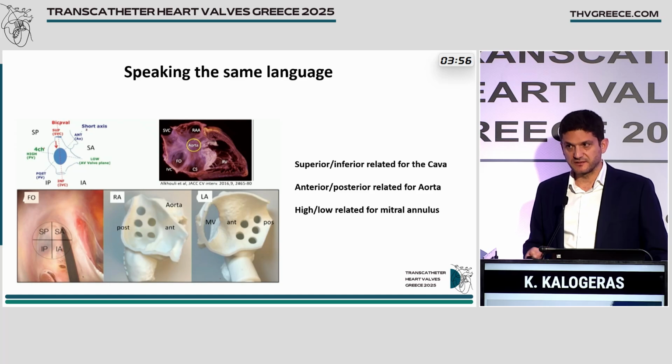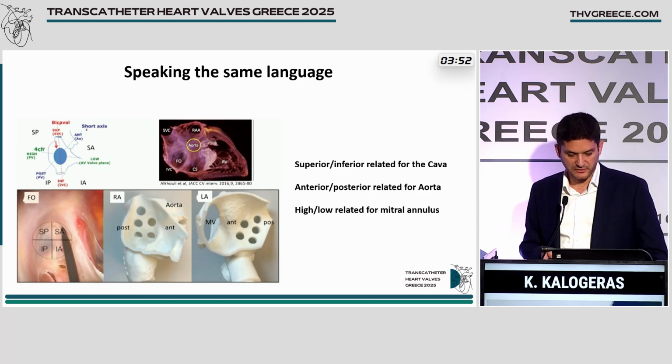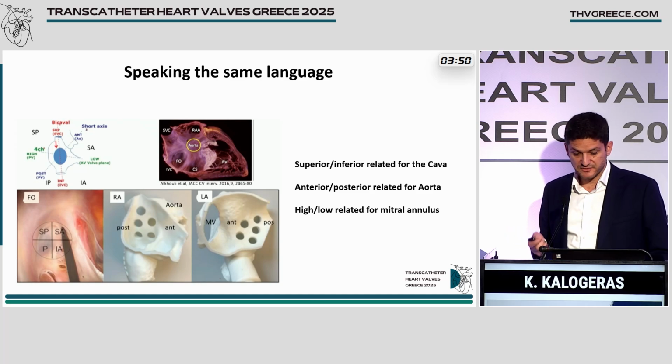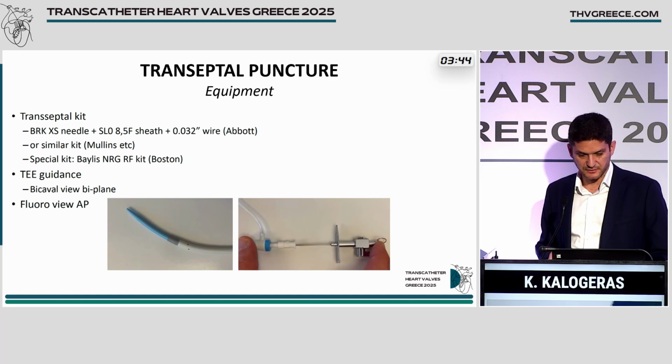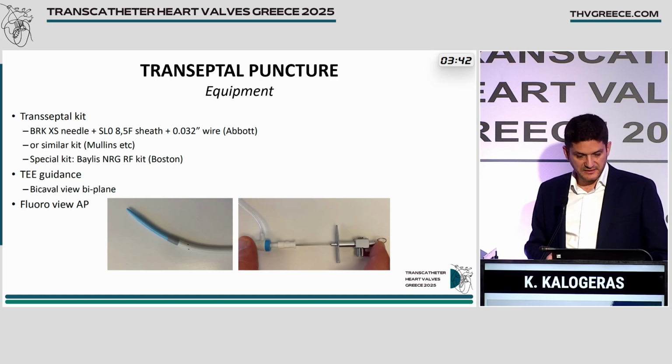What we need is to speak the same language in the cath lab between the interventional cardiologist and the echocardiographers. In these three planes: superior-inferior related to the cava, anterior-posterior related to the aorta, and high-low related to the mitral annulus. We need some equipment.